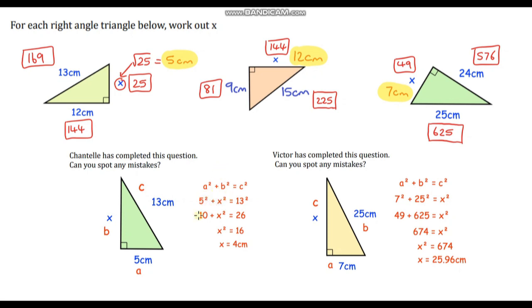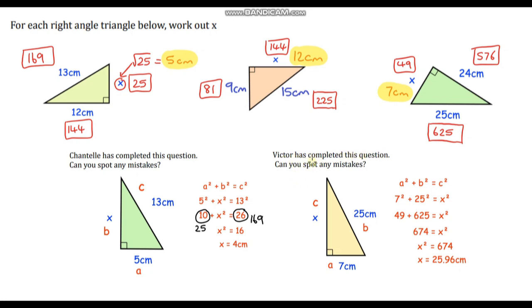Now, 5 squared, this is where she's gone wrong because 5 squared does not equal 10. She's done 5 times 2. She should have done 5 times 5. So that should be 25. And also, if we look over here, she's done 13 times 2 to get 26. She hasn't squared it. So 13 squared is 169. So that's where she's gone wrong. Instead of squaring, she's multiplied by 2. So I'm not going to go any further here because she's going to get the wrong answer because this is wrong. Okay, moving on to the last one.